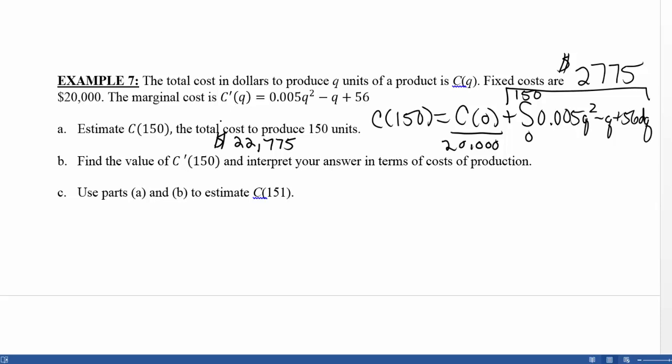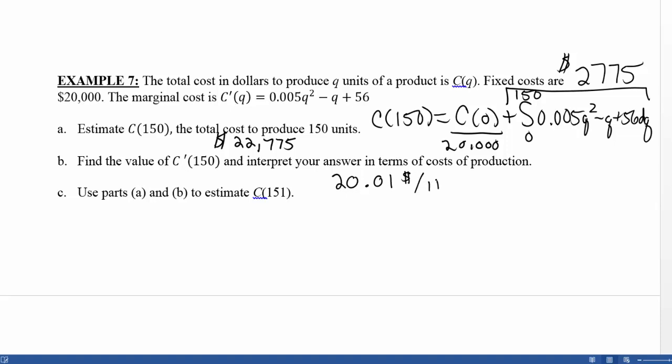Part B. Find the value of C prime of 150 and interpret your answer in terms of cost production. So we're looking for the marginal cost when we've produced 150 items. So we simply need to take the 150 and plug it into our marginal cost equation, which again was 0.005 Q squared minus Q plus 56. So when we plug that all in, we're going to get $20.01.